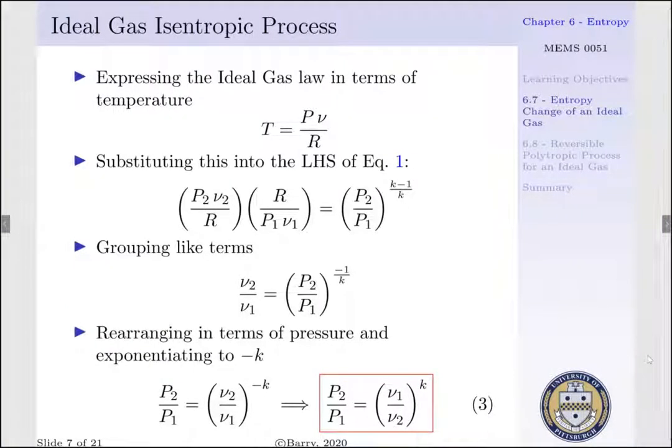Lastly, if we express the ideal gas law in terms of temperature, where T is equal to our pressure times our specific volume per our gas constant, and we substitute this into the left-hand side of equation 1, we'd have P2 nu2 per R times R per P1 nu1 would be equal to P2 per P1 to the K minus 1 per K. If we group like terms, we'd have nu2 per nu1 would be equal to P2 per P1 to the minus 1 per K. Now if we rearrange in terms of pressure and exponentiate to minus K, we'd have P2 per P1 is equal to nu2 per nu1 to the minus K. Alternatively, we could express this as P2 per P1 would be equal to nu1 per nu2 to the K. Thus we have a relation between pressure and our specific volume.